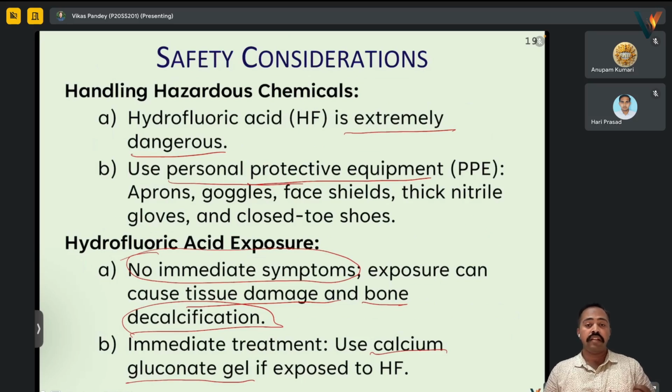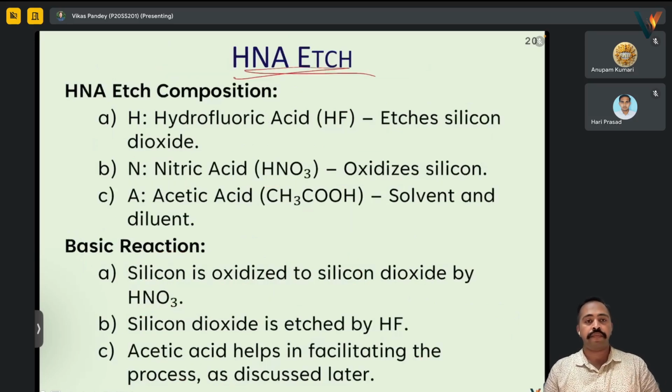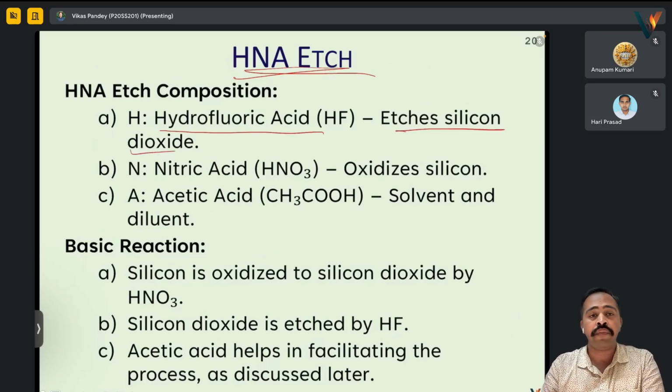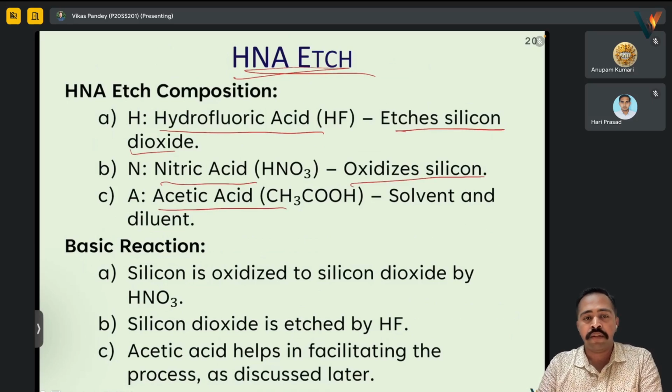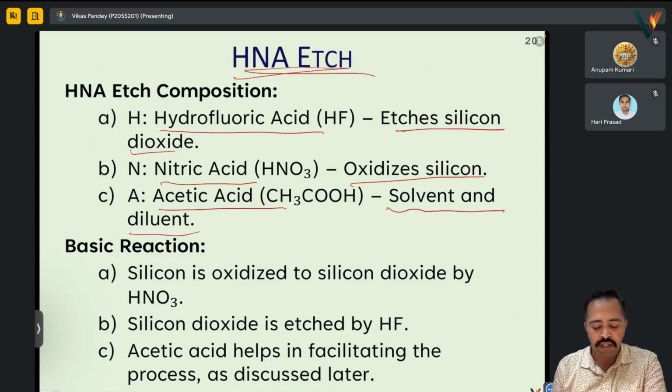Okay, then there is another kind of etching. We saw one common etching method that is using HF, and we understood what wet etching is. Now let's come to another kind of etching, that is HNA. This is another common etching method. H stands for hydrofluoric acid, again HF, which is used to etch silicon dioxide. N stands for nitric acid, which oxidizes silicon. And A stands for acetic acid, which is the solvent and diluent.